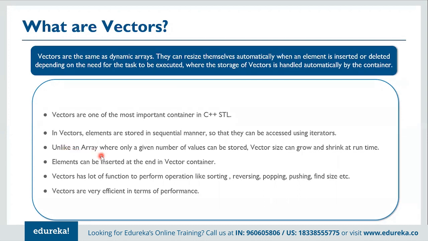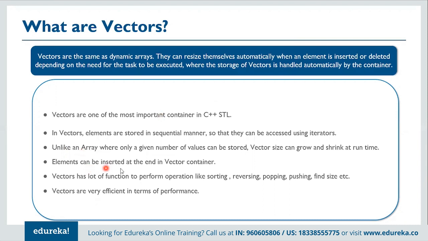Now, unlike an array where only a given number of values can be stored, a vector can grow and shrink at runtime. I have already explained to you earlier that they are dynamic in nature. Depending upon whether you want to add more elements, it can grow in size, or if you want to remove elements from the vector, it can shrink in size.